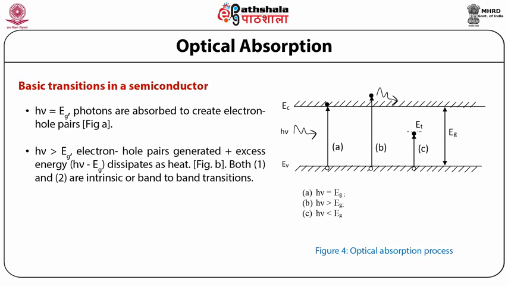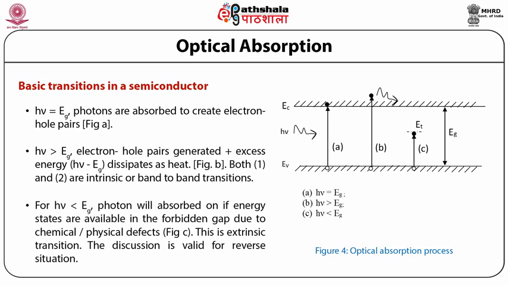Now both these are intrinsic or band-to-band transitions. Now for h nu less than Eg, a photon will be absorbed only if energy states are available in the forbidden gap due to chemical or physical defects. As shown in figure C, this is an extrinsic transition, and the discussion is valid for the reverse situation.